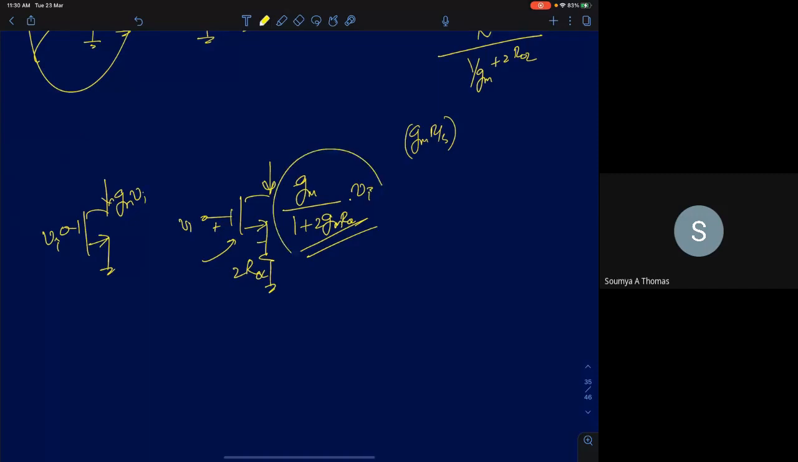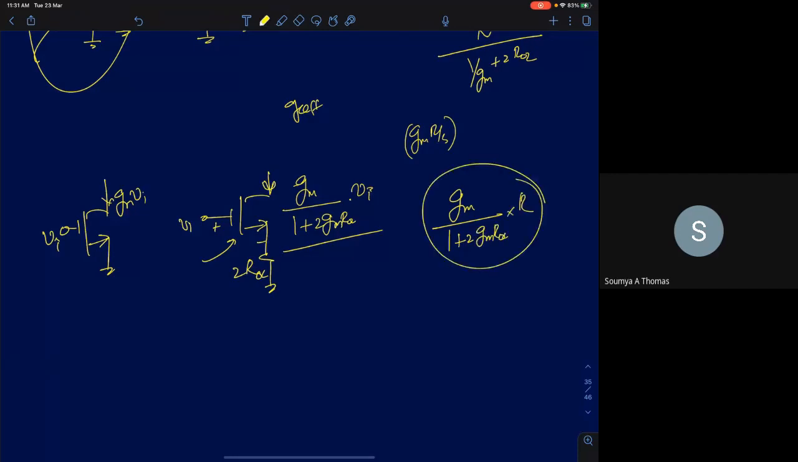Okay, so GM reduces. So this term we call the effective GM. The GM reduces. It's an open book, so you can keep these results handy for your exam, for your quiz. So you get GM by 1 plus 2 GM ROC. Therefore, the gain will simply be this transconductance times the resistance at the drain, which will be R. So this is your common mode gain with a minus sign, but if you ask for the magnitude, it will only be this much.